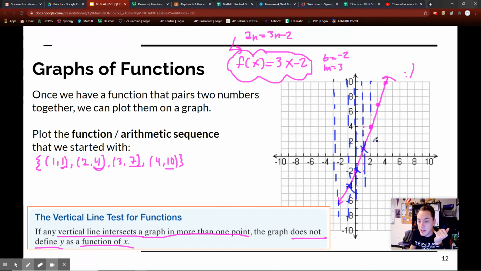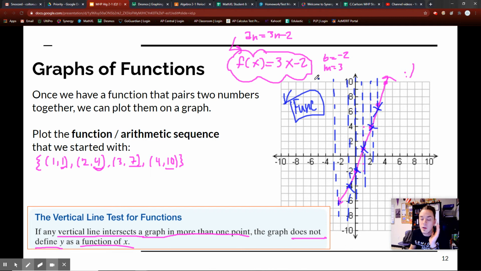So it hits right here, right here, right here. But is it hitting more than one spot? No, it's just hitting here, here, here, here, here, here, and it's not hitting in more than one spot. So that means, yes, we can consider it a function.